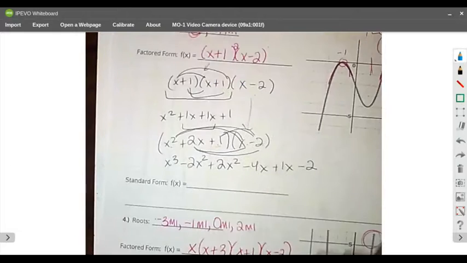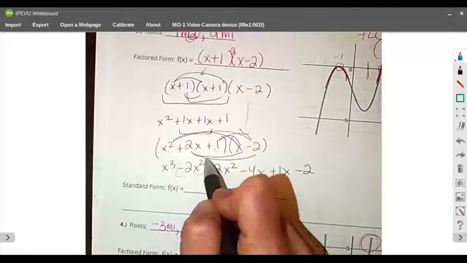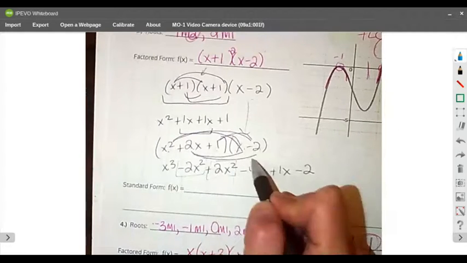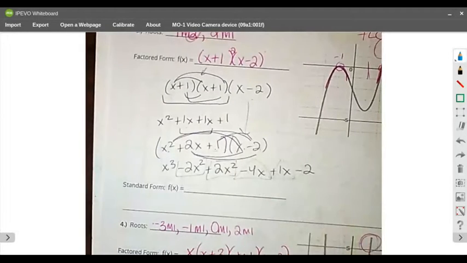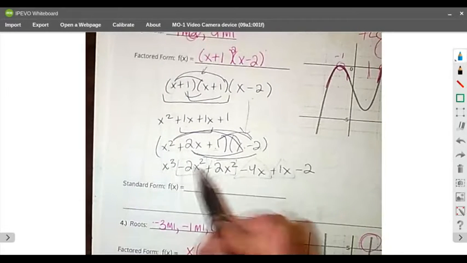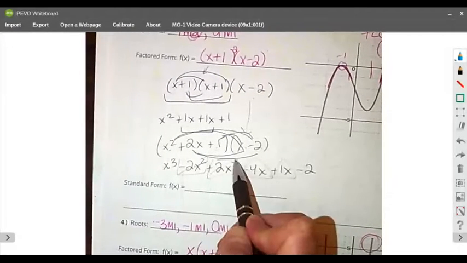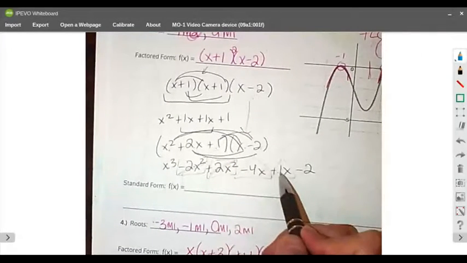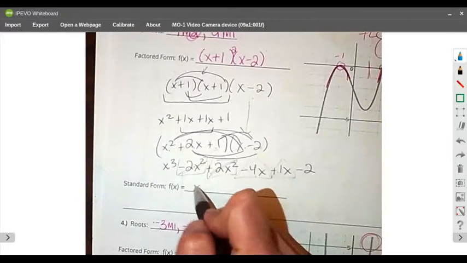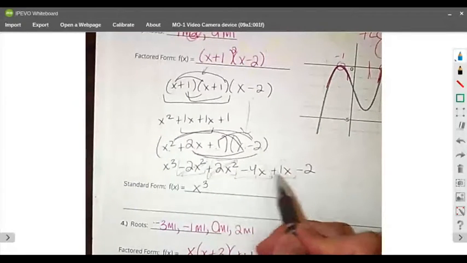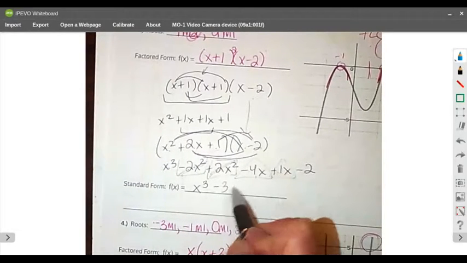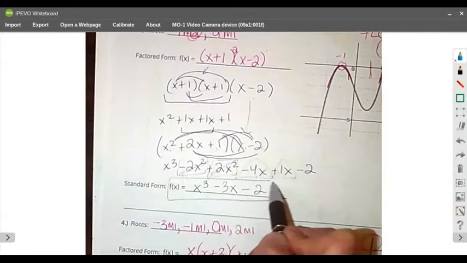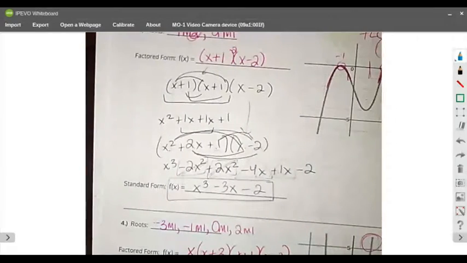So now if I combine like terms, notice this negative 2x squared and positive 2x squared, those are like terms. And then I have negative 4x and 1x, those are like terms. So negative 2x squared and 2x squared, those are going to cancel. And then we have these two that will combine. So let's write our standard form. It's going to be x to the third, and then negative 4x plus 1x is negative 3x, and then minus 2. So there's your standard form.